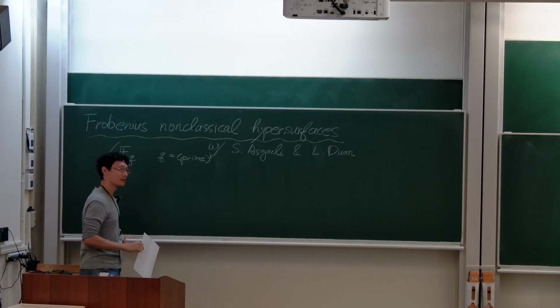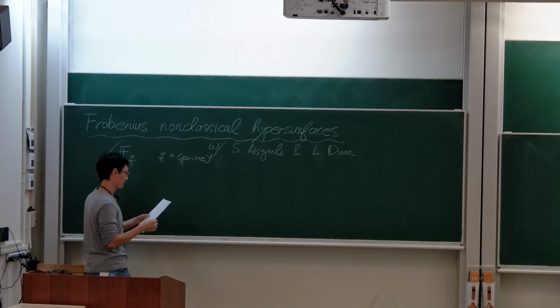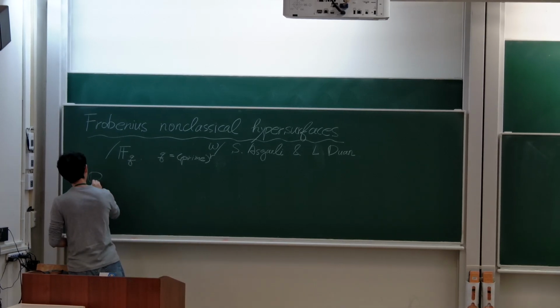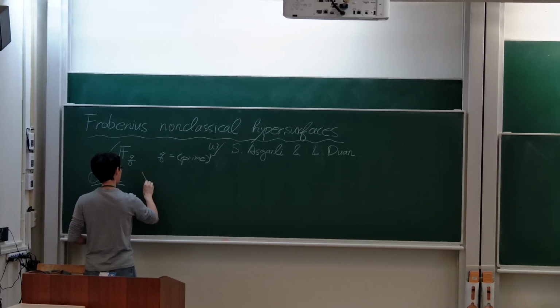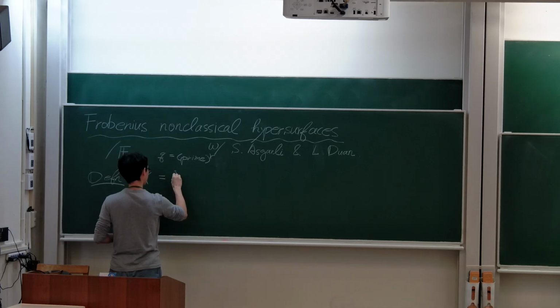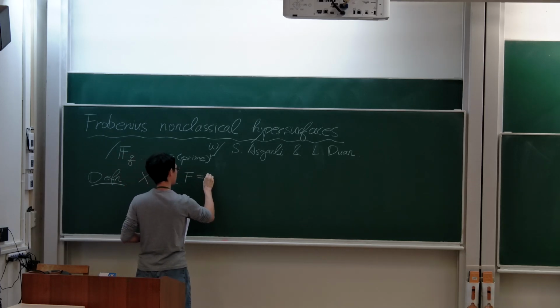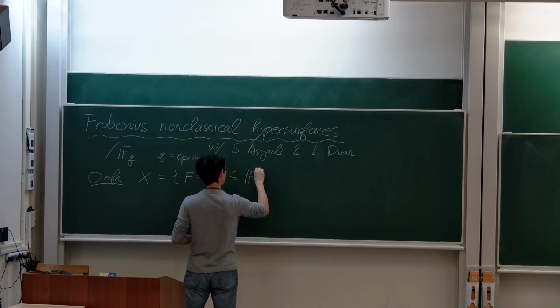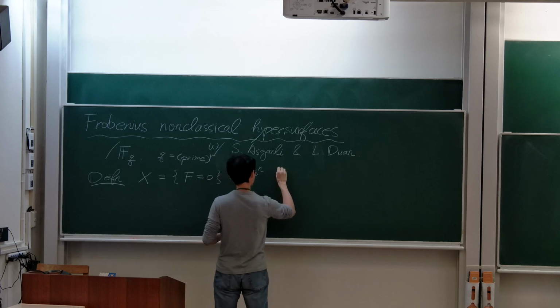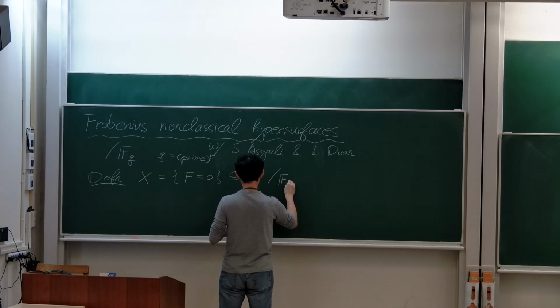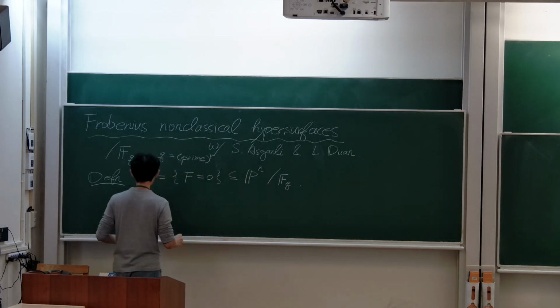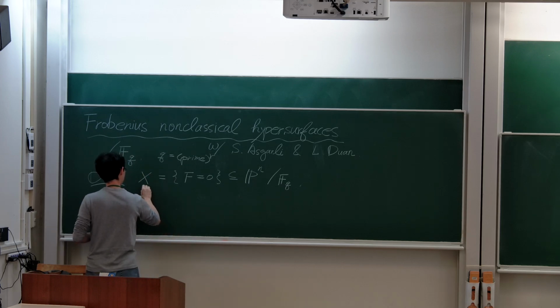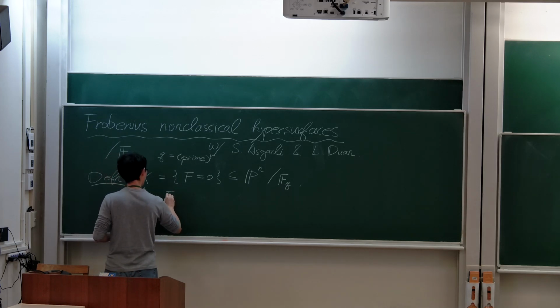So let me start with some definition. What is a Frobenius non-classical hypersurface? It's defined as follows. Consider a hypersurface X defined by some homogeneous equation in P^n over a finite field Fq. Now we say X is Frobenius non-classical.